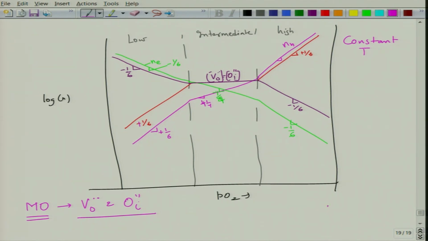If you have MO2, what will happen? The slopes will change, the partial pressure of oxygen dependencies will change, and the boundary conditions L1, L2 will also change. So, when you change the type of defect or the type of oxide, the slopes will change, the limiting conditions will change, but the procedure will remain the same. Okay. So, how do you construct a Brouwer's diagram?